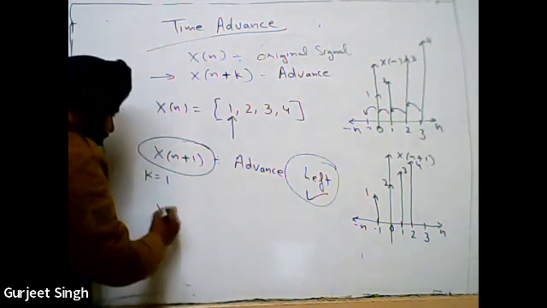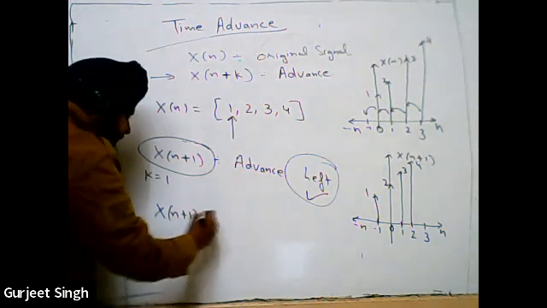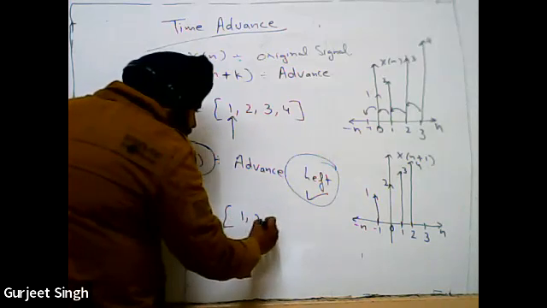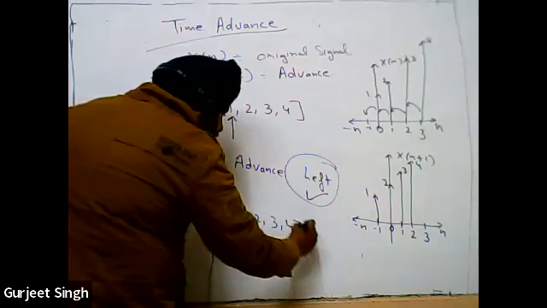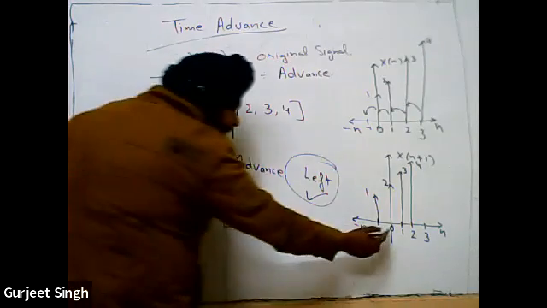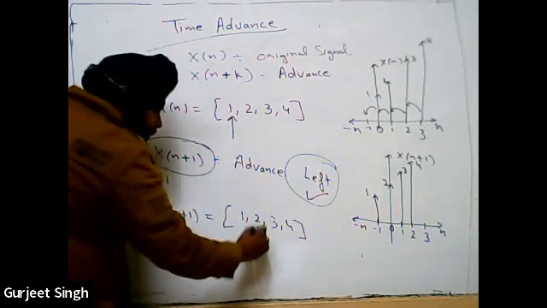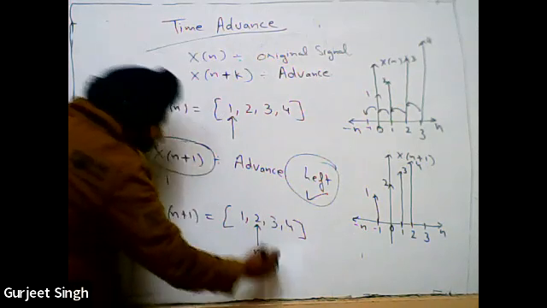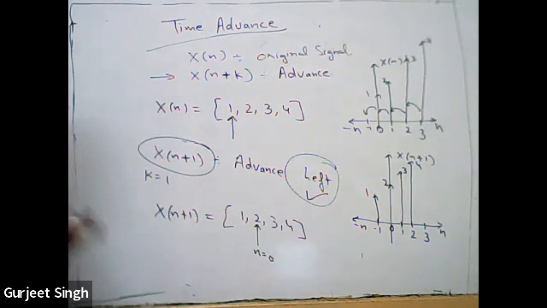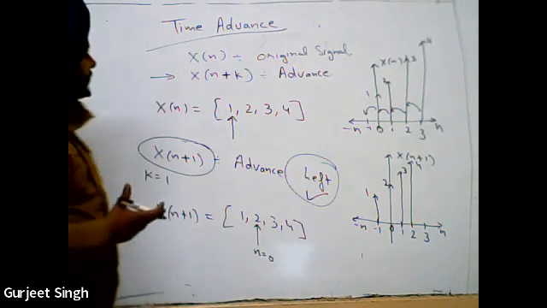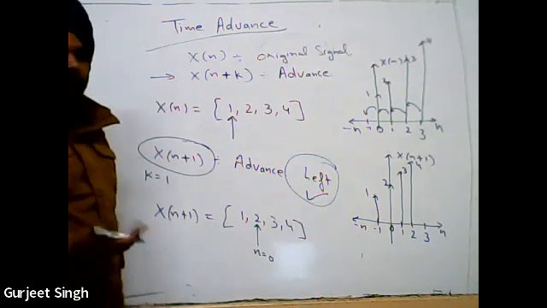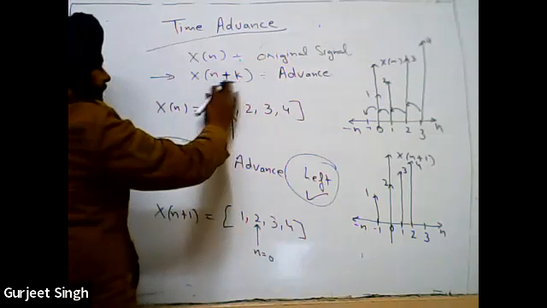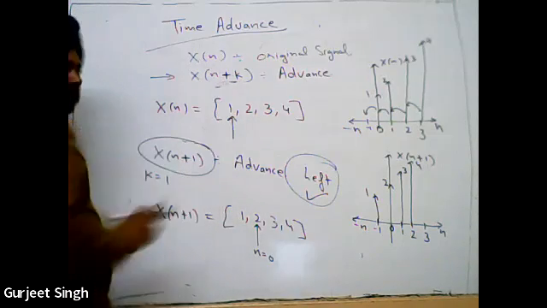So how to represent x[n+1]? It is 1, 2, 3, 4, and at n equal to 0 we have magnitude 2. The arrow represents the magnitude at n equal to 0. This is the time advance operation. Time advance is represented by the positive sign. Here it is represented by the plus sign.